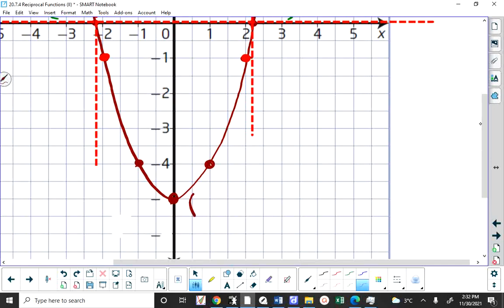This original point is at 0, -5. Don't forget the reciprocal function is found by taking the reciprocal of y, which means the y-intercept will be at 0, -1/5. So 1/5 is a fifth of the distance between this x-axis and this -1. So it's approximately here. Approximately.